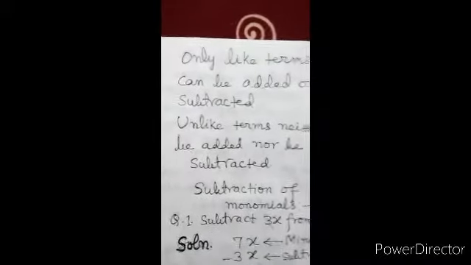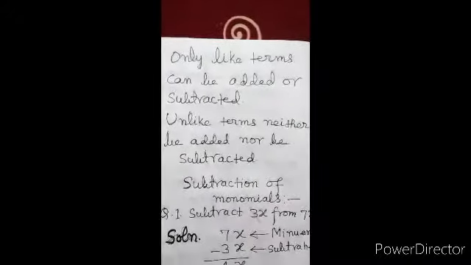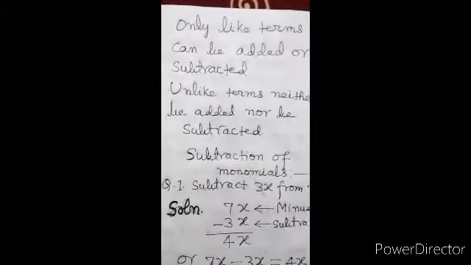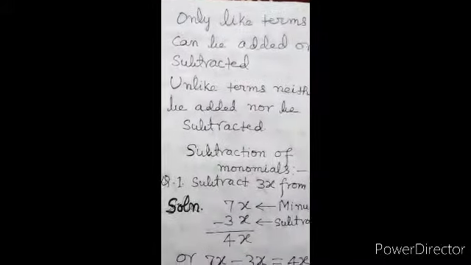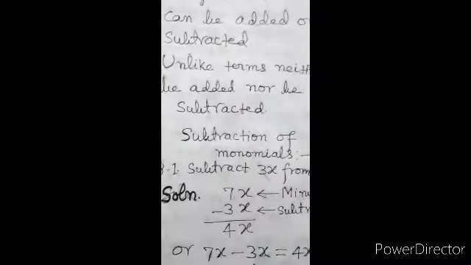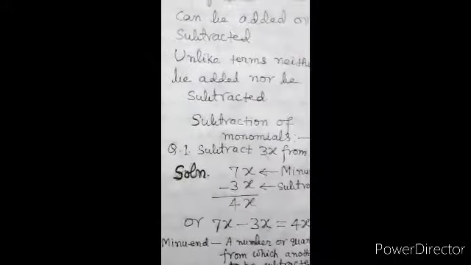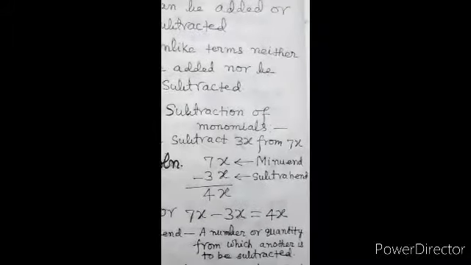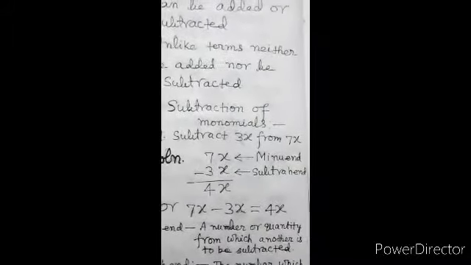Only like terms can be added or subtracted. Unlike terms can neither be added nor be subtracted. Now, subtraction of monomials. Subtract 3x from 7x.